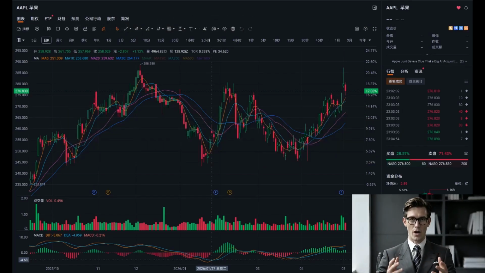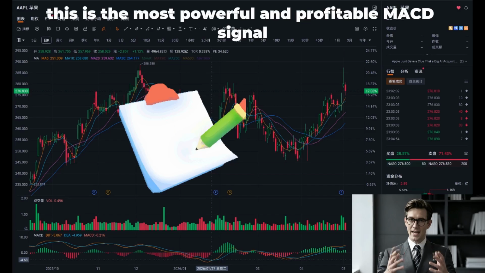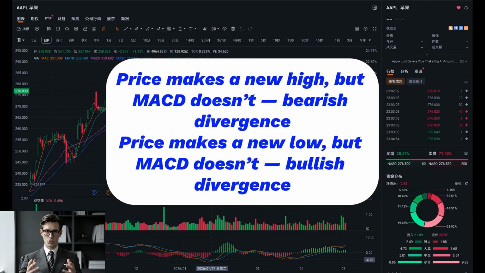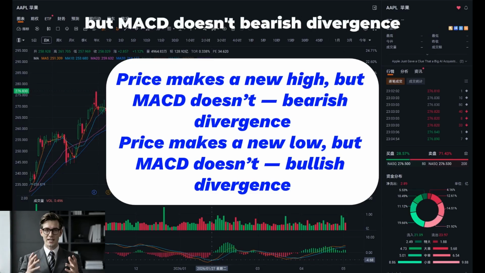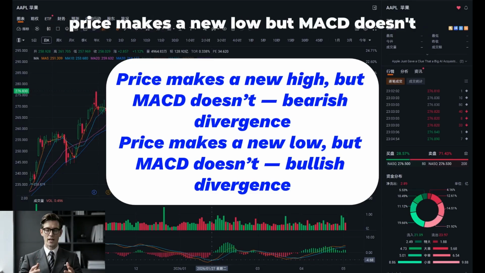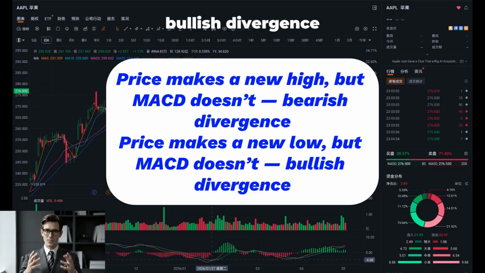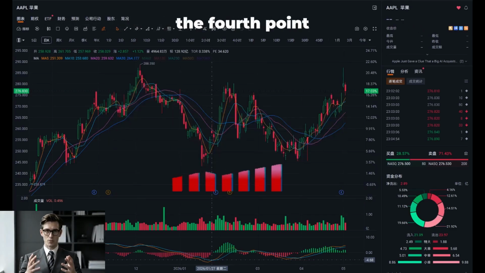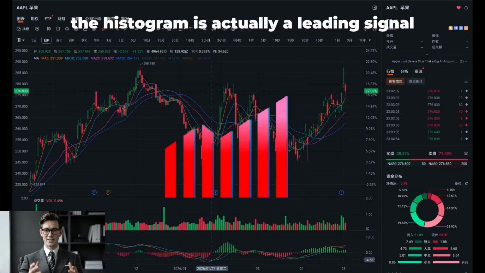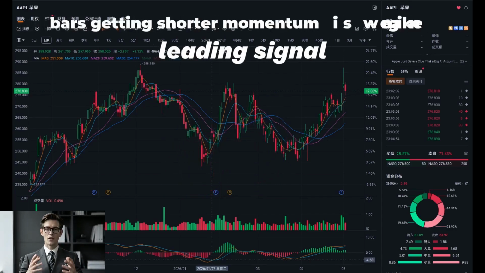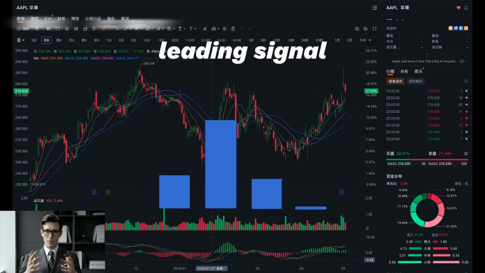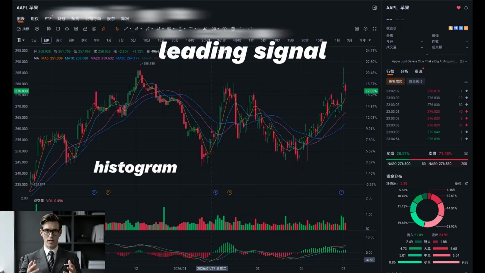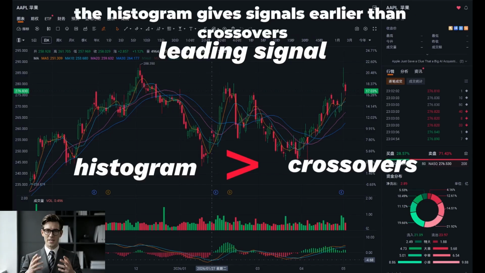The third point, this is the most powerful and profitable MACD signal: divergence. Price makes a new high, but MACD doesn't, that's bearish divergence. Price makes a new low, but MACD doesn't, that's bullish divergence. This means a reversal may be coming. The fourth point, the histogram is actually a leading signal. Bars getting shorter, momentum is weakening. Bars flipping direction, the trend may change. Very often, the histogram gives signals earlier than crossovers.